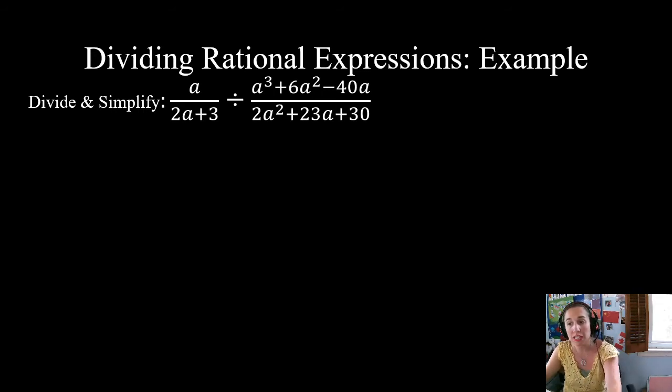So the first thing I need to do is change this to a multiplication problem. And how do I do that? Well, I'm going to change my division sign to a multiplication sign. And I'm going to take my second rational expression and flip the numerator and denominator. I'm going to write that reciprocal. So let's take a look at that.